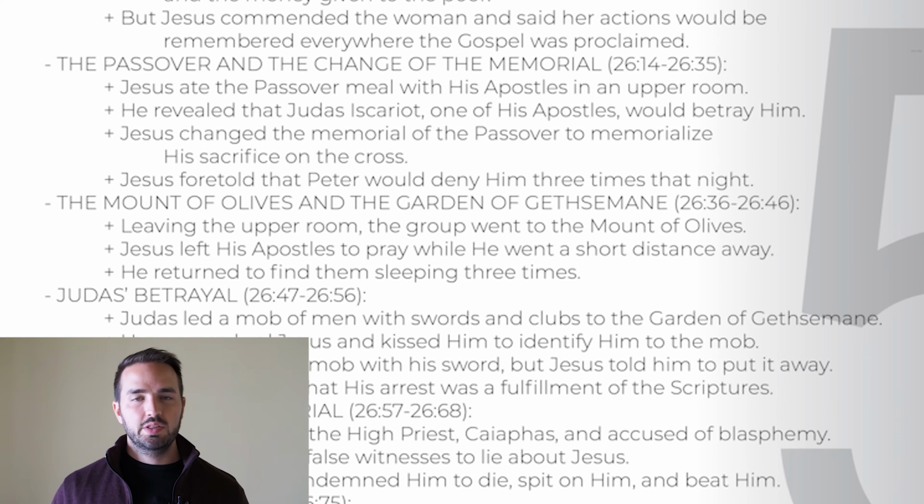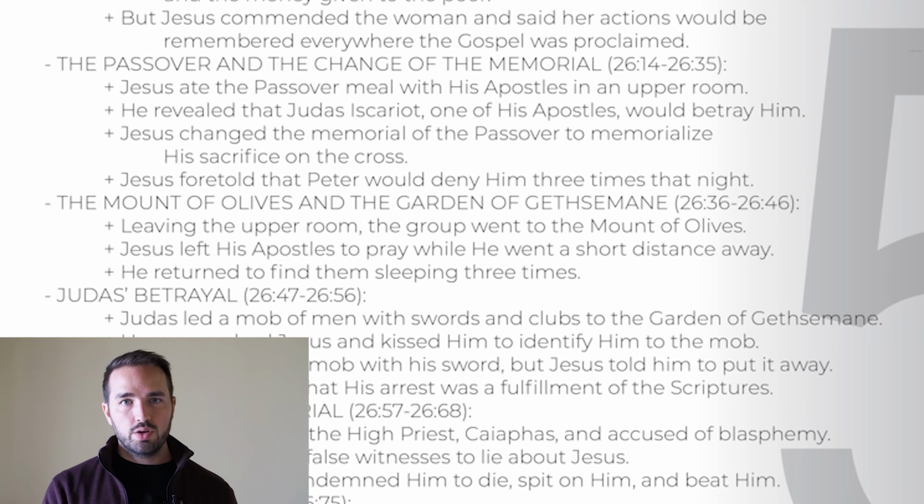Then Jesus goes to eat the Passover with his apostles, and he changes the memorial of the Passover to something else. This is verses 14 through 35. So Jesus, in this upper room, ate the traditional Passover meal with his apostles, and he revealed that one of his apostles was going to betray him.